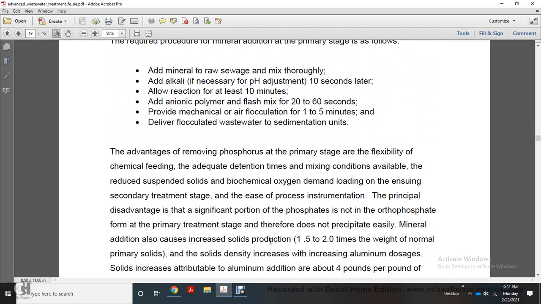The advantages of removing phosphorus in the primary stage are flexibility, chemical feeding, and adequate detention time with the mixing conditions available. It reduces the suspended solids and biochemical oxygen demand loading of the ensuing secondary treatment stage, easing process and instrumentation.